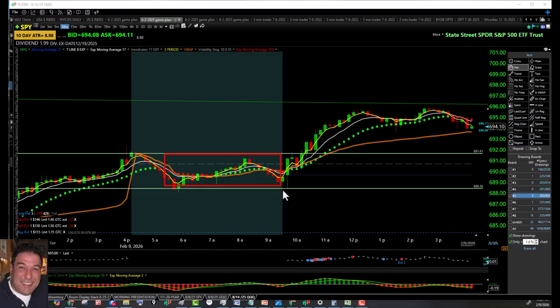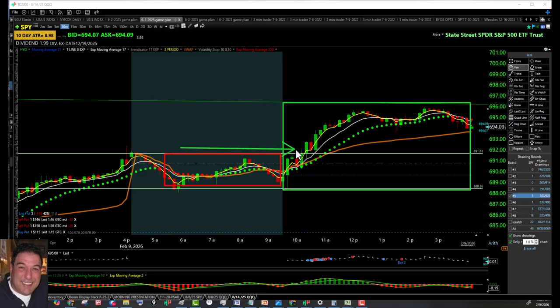From this low up to this high. Where's the entry? Same thing. Right there. Where did I buy? Right there. See that? Coincides. 10-minute uptrend. Let's look at it a little bit deeper.